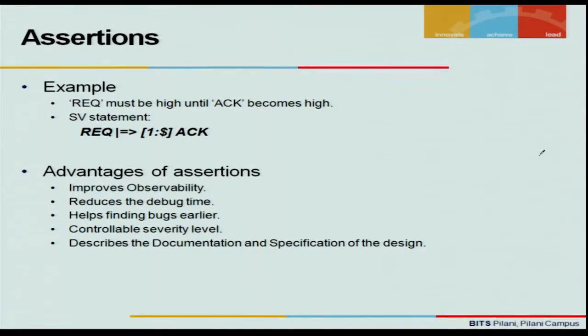The good thing about assertions is, as soon as an error comes, it will immediately flag it, and you have the option to stop the simulation, or maybe you can continue for some time. But basically it reduces debug time drastically, and you can give appropriate messages on why this assertion failed. So debug time is really less if you implement your checkers through assertions.